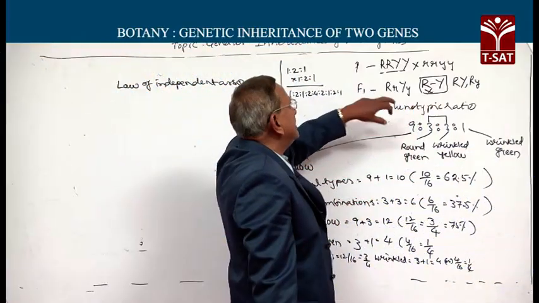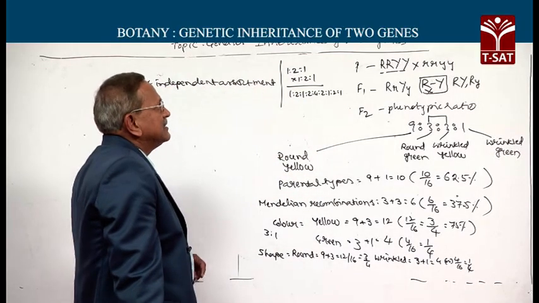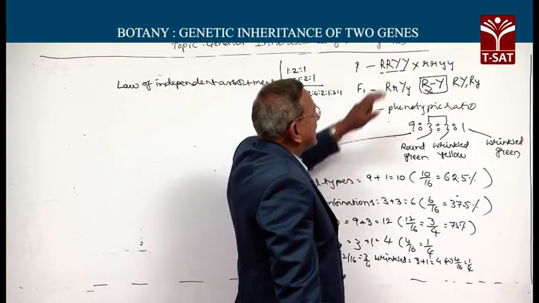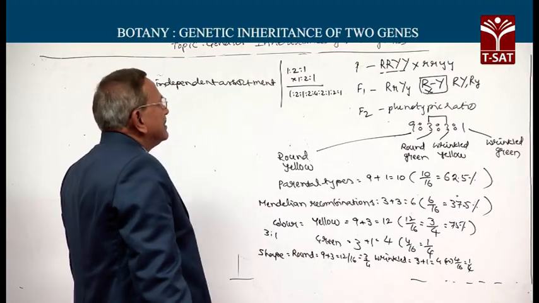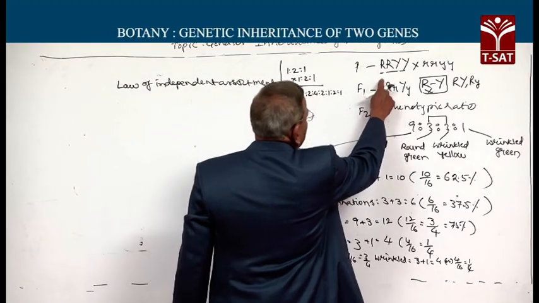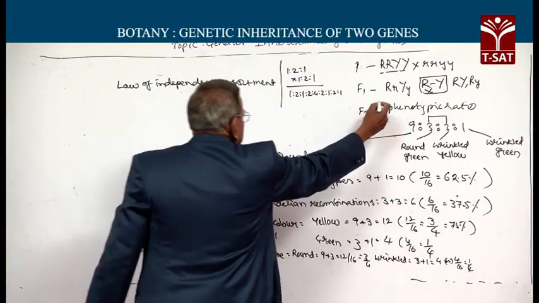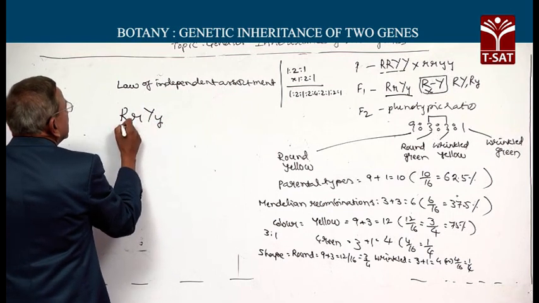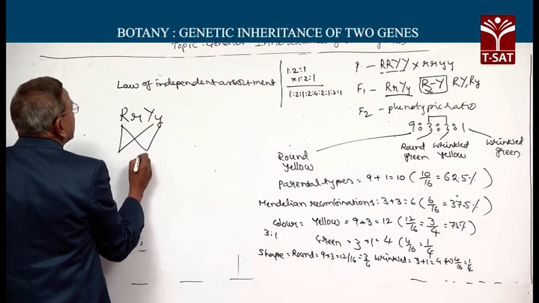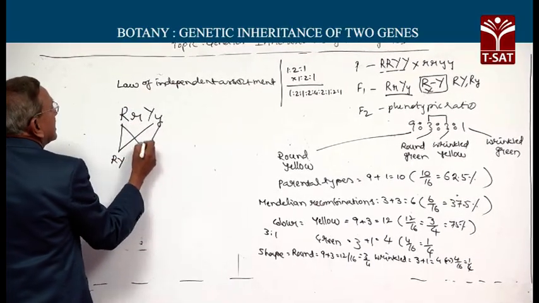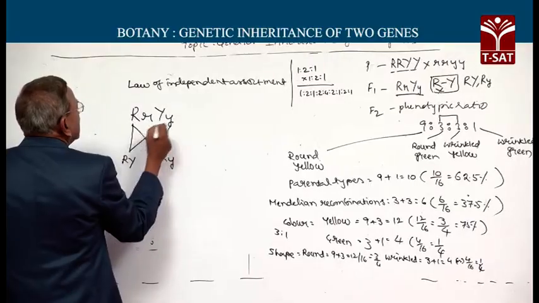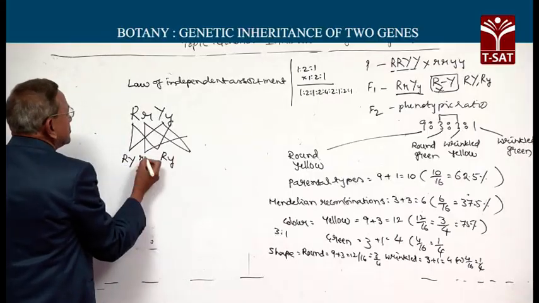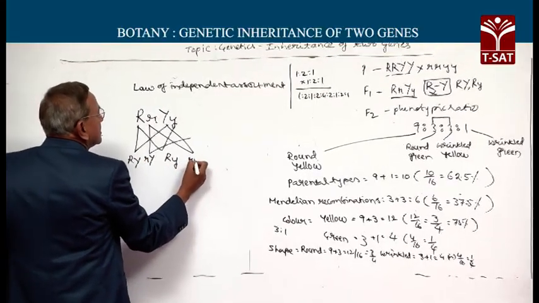When more than one gene is involved in inheritance, the combination is not exactly the parent combination. The alleles may enter any gametes, and because of this, capital R small r, capital Y small y will be producing two types of gametes: capital R capital Y, and capital R small y. And similarly, this is also producing two types of gametes here: small r capital Y, small r small y.